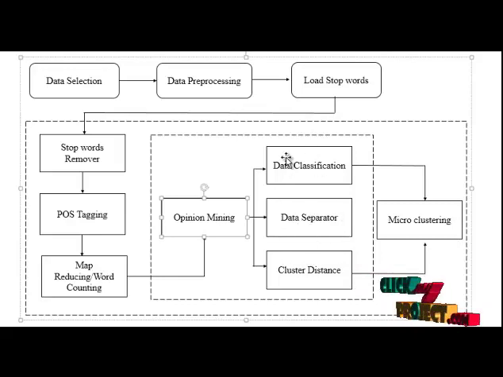After the algorithm process is completed, it gives the result for micro clustering. For example, if the result is 1, it is a positive result for this movie. If it is minus, it is negative, and if it is 0.0, it is a neutral value. So this is our process flow diagram.